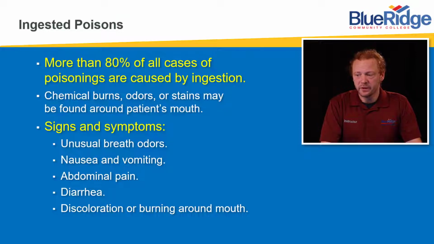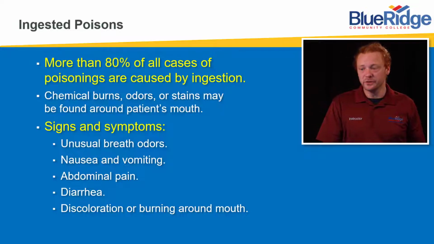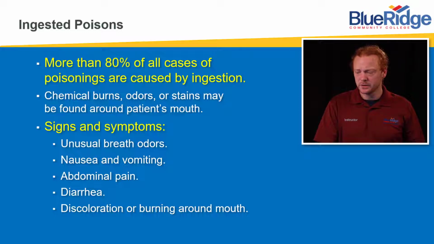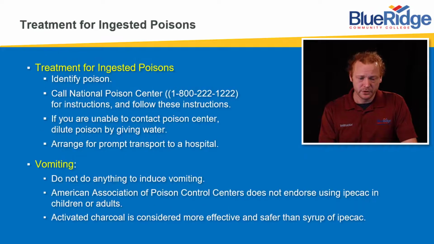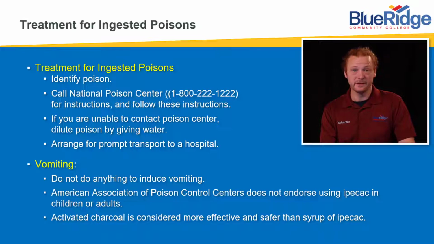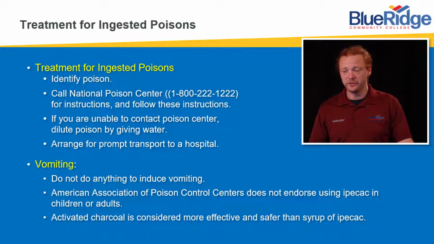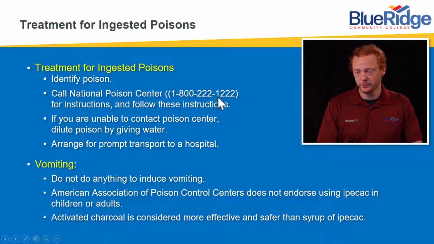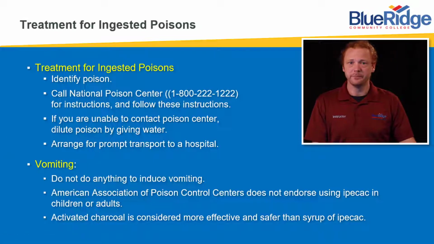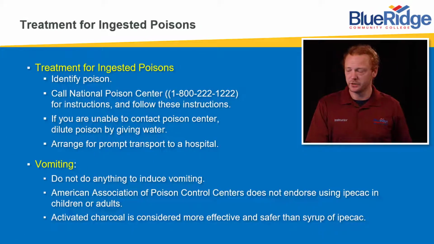Chemical burns, odors, and stains can be found around the patient's mouth. Be alert for unusual breath odors, nausea and vomiting, abdominal pain, diarrhea, discoloration or burning around the mouth. Treatment for ingested poisonings: identify the poison if you can. Call the National Poison Center. There's your number right there, 1-800-222-1222. It's the same number across the country. Different call centers pick up based on your geographical location, so you get a poison control operator that is relatively within your region.